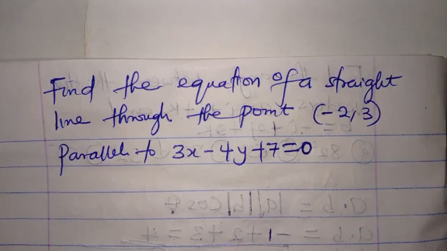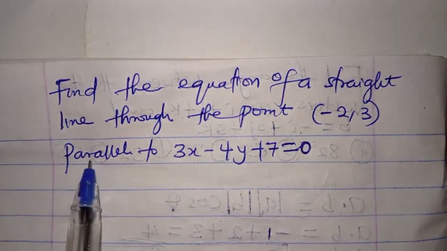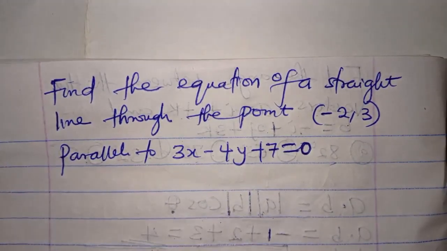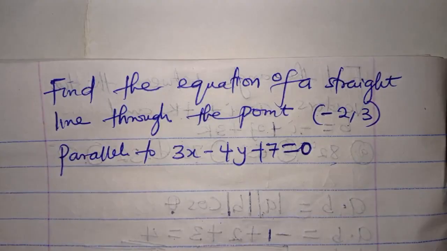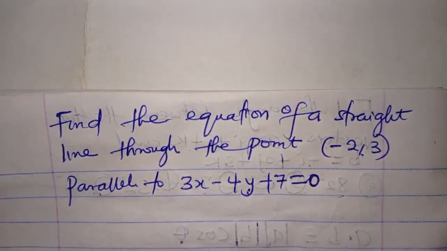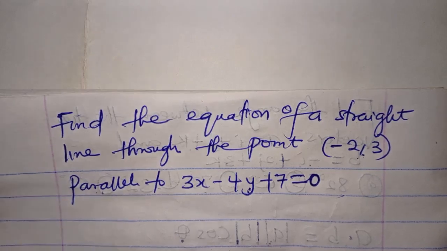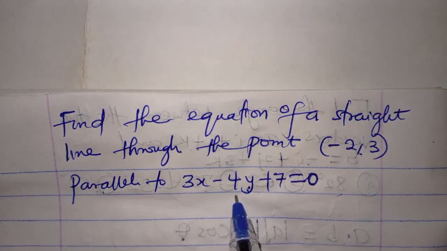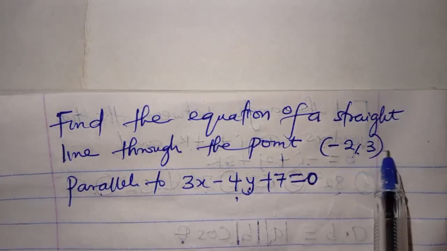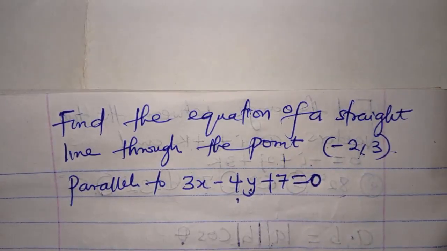Find the equation of a straight line through this point, parallel to this line, 3x minus 4y plus 7 equal to 0. Now, for two lines that are parallel, their gradients are equal. The principle is that if two lines are parallel, then they have equal gradient. So the gradient of this line is equal to the gradient of the line that passes through this point. So what is the gradient of this line?